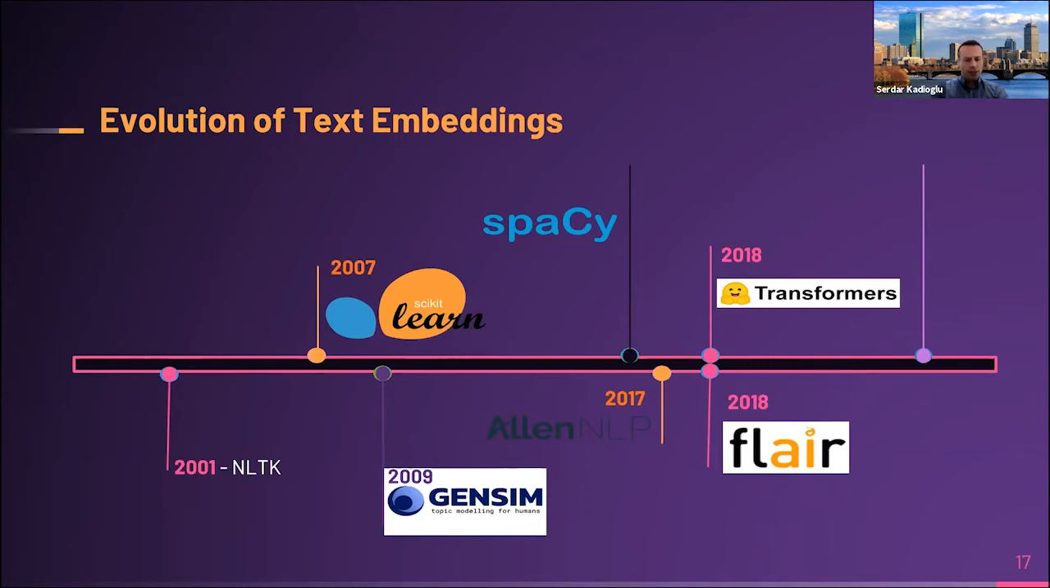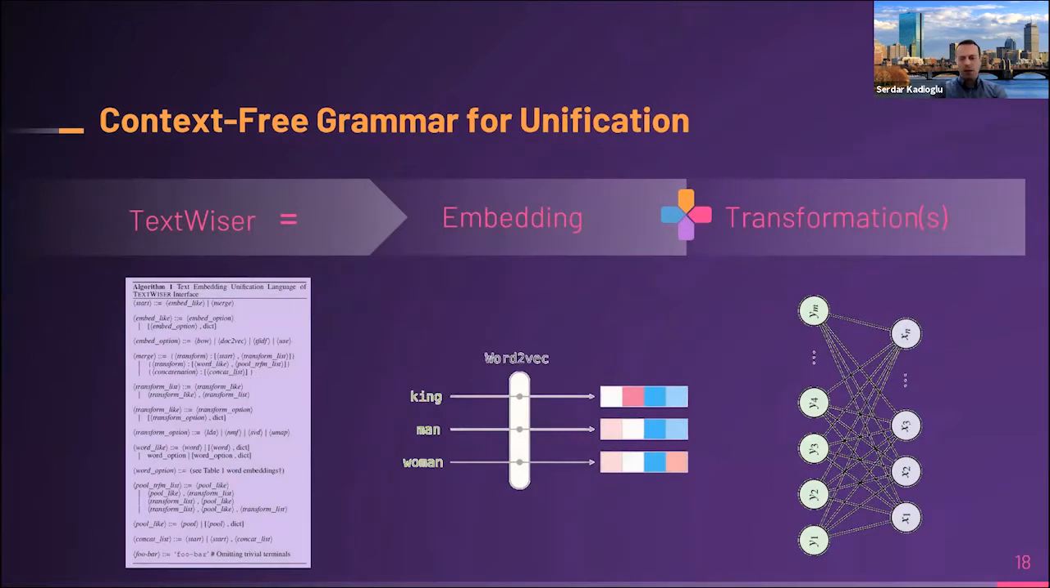So to combat this challenge, we have come up with a unification that represents the text featurization methods. To do that, we use context-free grammars. So in essence, we are using NLP to rule on top of NLP. The main idea behind TextVisor can be captured by this formula that says TextVisor equals an embedding plus zero or more transformations. The grammar is on the left, but I'm not going into the details of it.